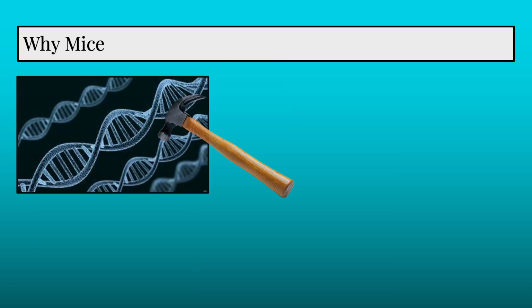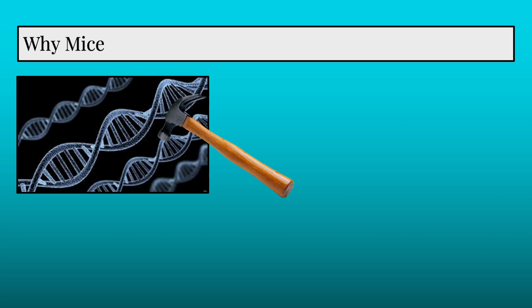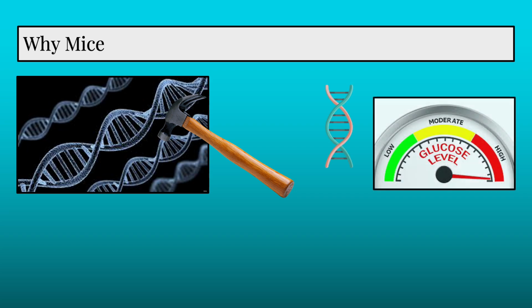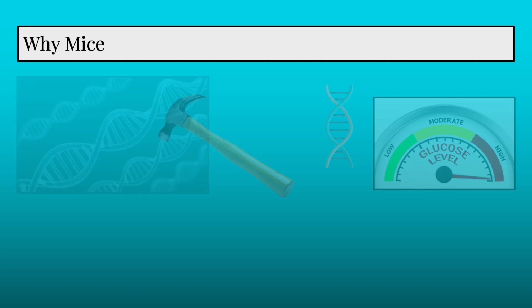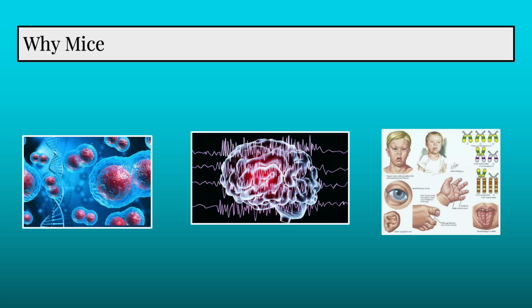Finally, mice are very genetically malleable, which means researchers can alter mice in diverse ways to fit their unique experiments. For example, if researchers wanted to study diabetes, they could introduce genes that would induce diabetic conditions in mice. This allows scientists to study an array of conditions such as cancer, epilepsy, Down syndrome, and more.